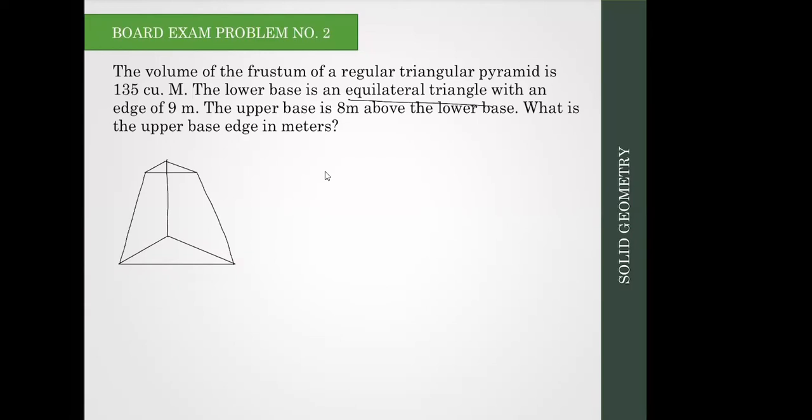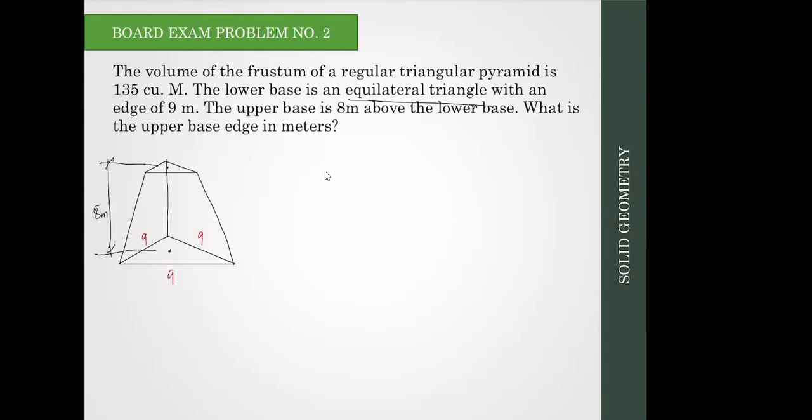Okay? So, pag equilateral triangle, ano natin? Ang guide natin, ibig sabihin all sides natin are equal. So, nakalagay lower base is 9 daw yung sides natin, yung edges natin. Okay? And then we have yung distance ng upper base to the lower base. Okay, distance nila with each other. That is 8 meters. Okay?